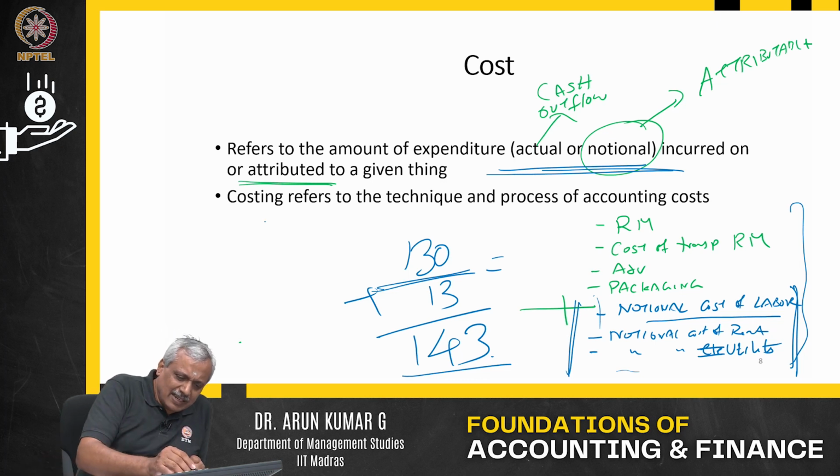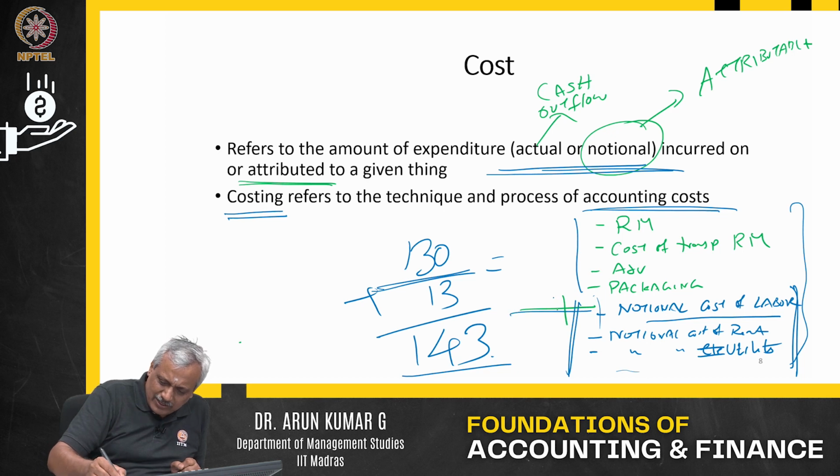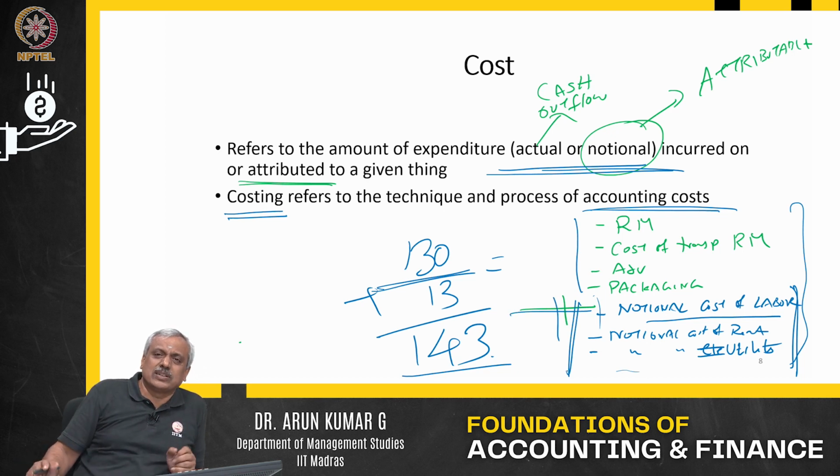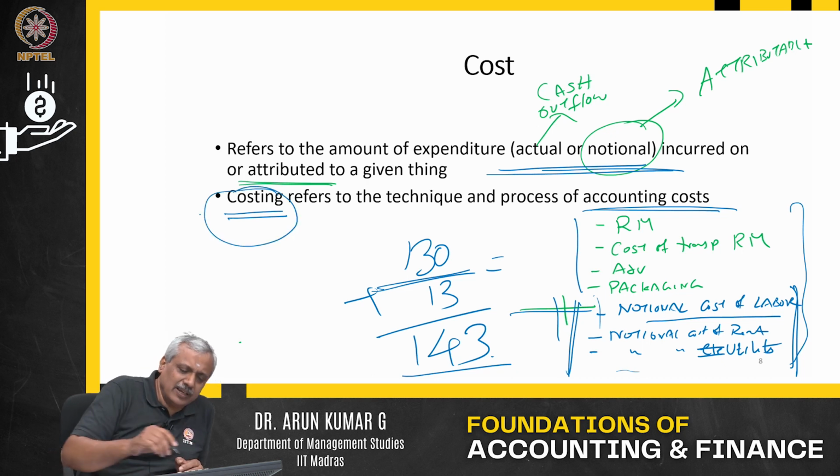That is where I said costing. Now, it is just a technique of accounting for the cost, that is accumulating the amount of cash outflow plus accumulating what is called the attributable or notional cost. Putting all these together is what we call cost accounting or costing.